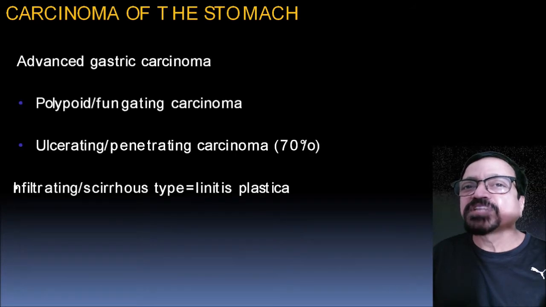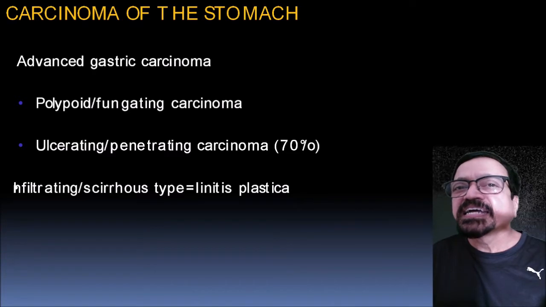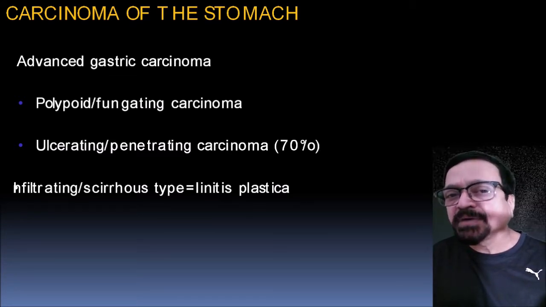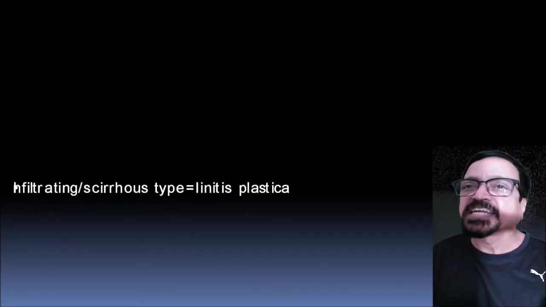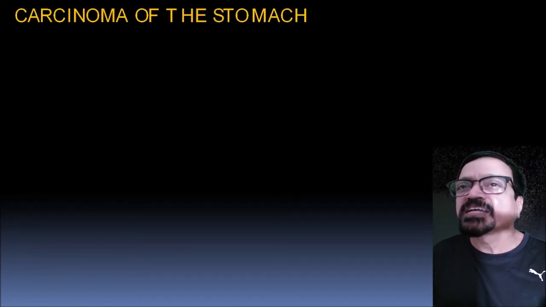Now carcinoma of the stomach. Advanced gastric carcinoma can appear as a polypoid or fungating type, or an ulcerating type, penetrating carcinomas. Both types are seen, and there is the infiltrating type, the Scirrhous type, that causes linitis plastica, that is a non-distending, small capacity stomach.